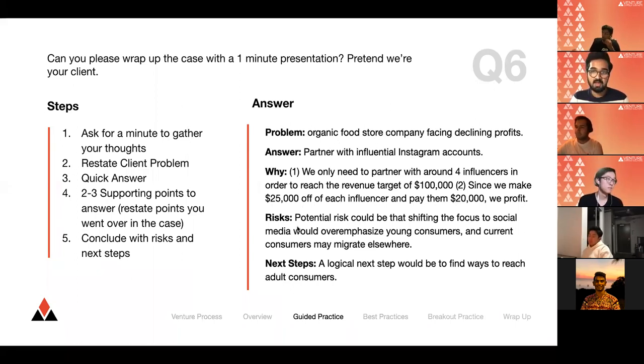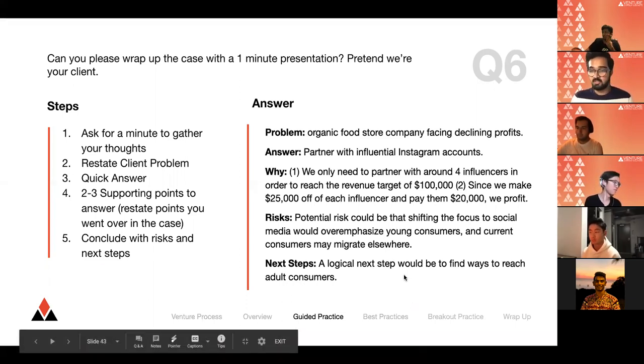One risk is that you're shifting the focus to social media, and so you're going to emphasize young consumers more so than older customers. And for an organic food store, even though our generation is probably inclined towards organic foods, we also don't necessarily have the same money to pay the high-end premium prices that adults might. So a logical next step would be to find ways to reach adult consumers.